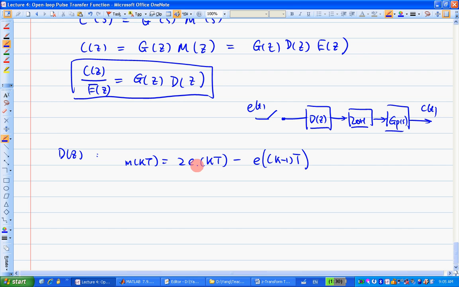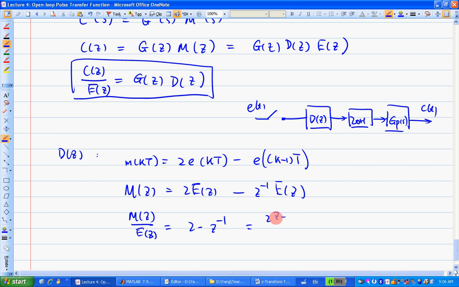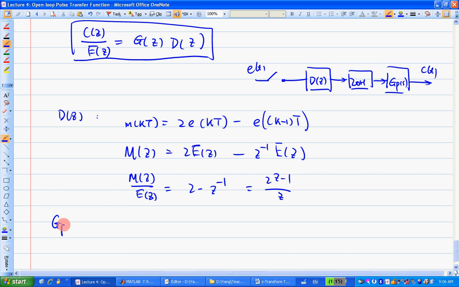What would you do? You basically take a z transform on both sides of this equation, and that gives you M of z. Z transform of this gives you E of z, and z transform of this, there's one delay, so what does that give us? Just z to the negative 1 E of z. And the ratio gives us D of z, which is 2 minus this, or (2z minus 1) over z. So that's the D of z. And let's say my GP of s, suppose my plant, just like in the previous example, is 1 over s plus 1.